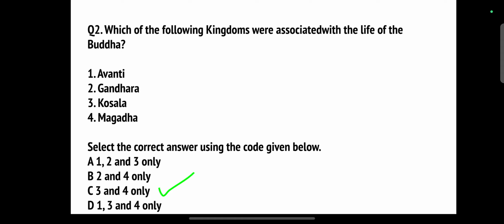Kaushal, you know the Prasenjit king of Kausal, who was the contemporary of Buddha, and his name is frequently mentioned in the Pali texts. Kaushal and Magad were linked through matrimonial ties. Buddha wandered through the towns and villages in the kingdoms of Kausal and Magad, teaching his philosophy. Gandhara is not directly associated with the life of Buddha. It was with the expansion of the Mauryan Empire that Gandhara received much Buddhist influence, notably during the reign of Ashoka. So in this way, we can eliminate Avanti and Gandhara. So the correct answer is C, 3 and 4.